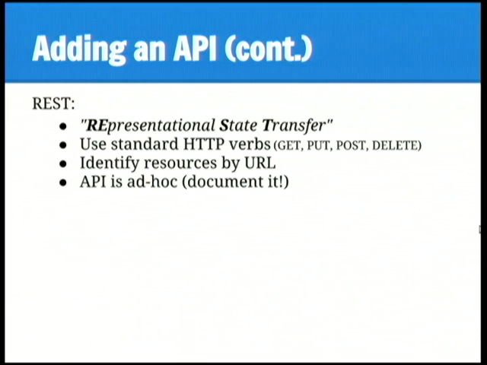But a better approach is actually to provide libraries for your users, right? So document the API, but also provide a nice Python binding, provide a nice Ruby binding, provide a nice PHP binding, and so on, as companies, for example, like Stripe do.